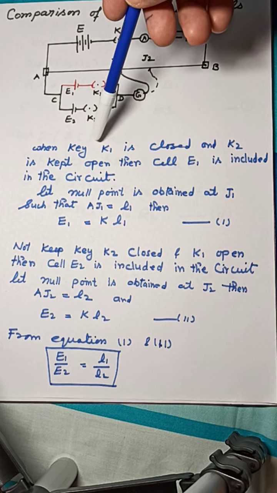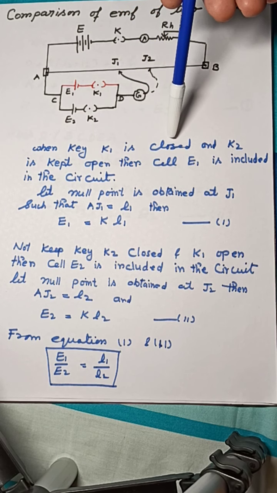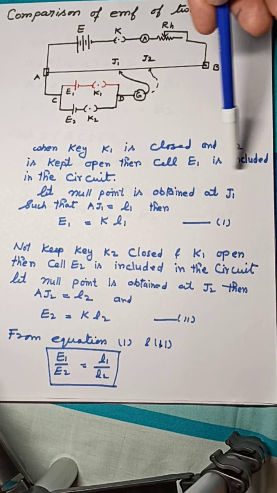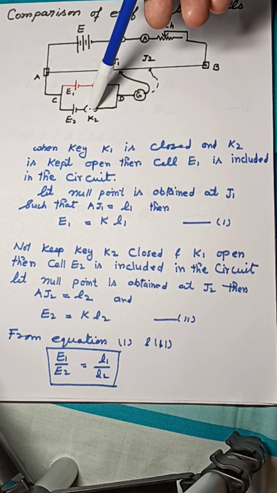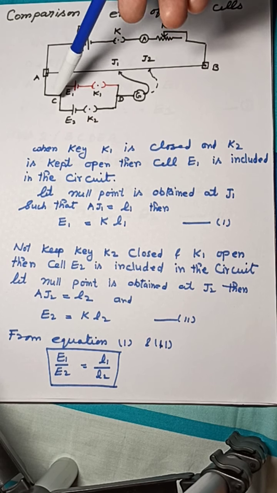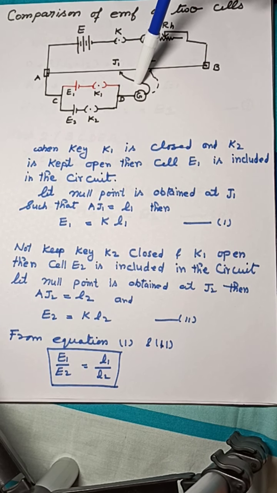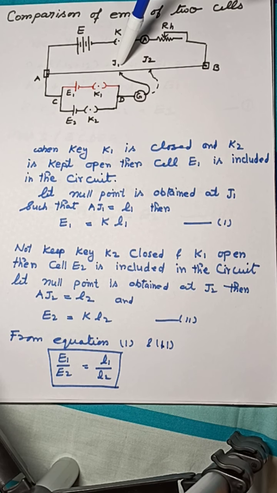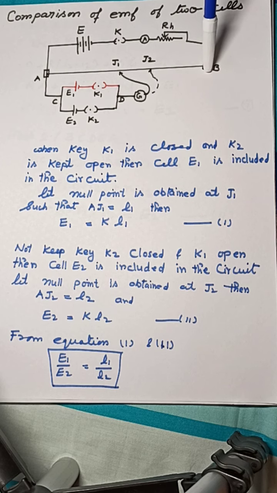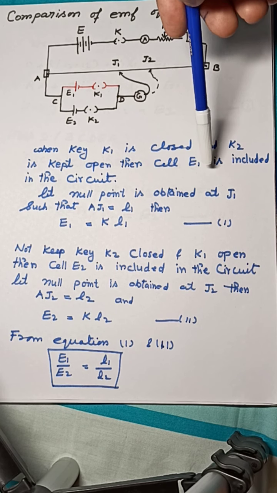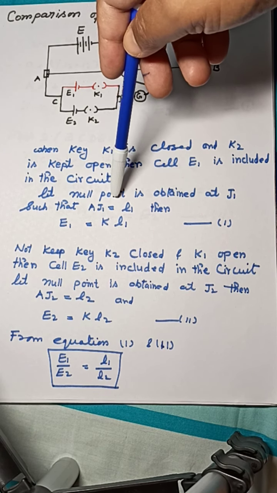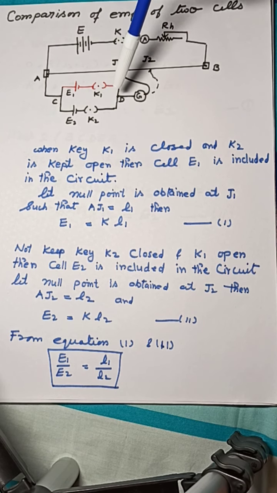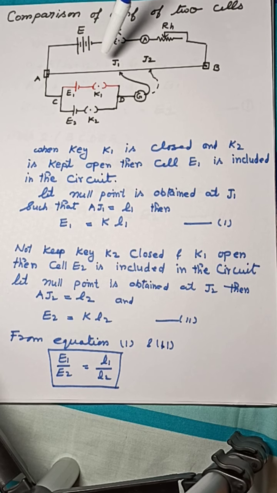When key K1 is closed and K2 is kept open, then E1 is included in the circuit. Since this is open, this is an open circuit. This part of the circuit is now complete. Now move the jockey from A to B. Suppose the null point is obtained at J1 such that AJ1 equal to L1. However, you can check the nature of the circuit, whether it's correct or not.